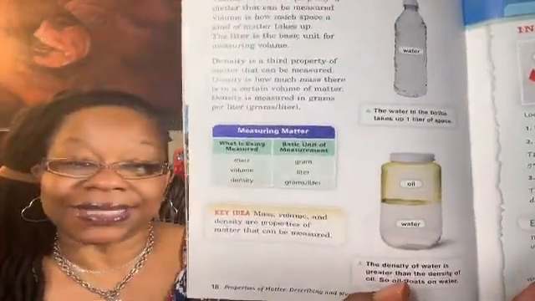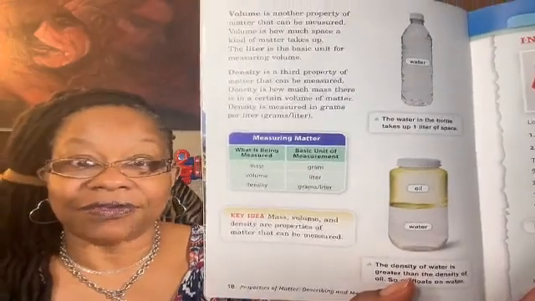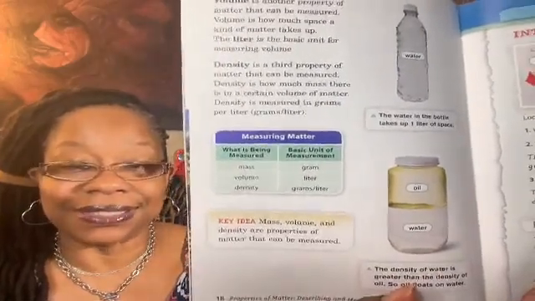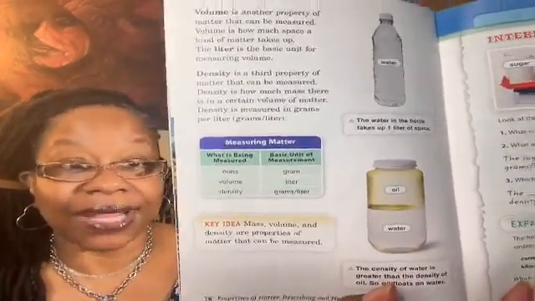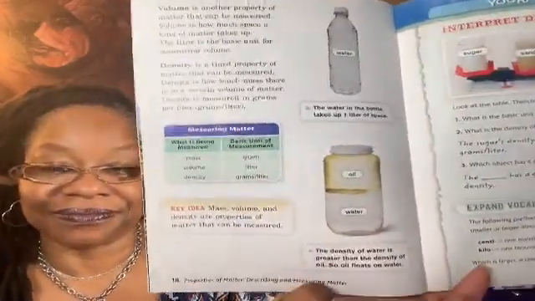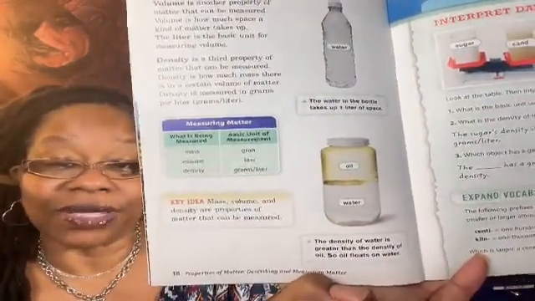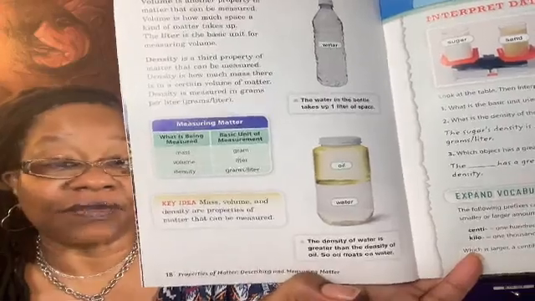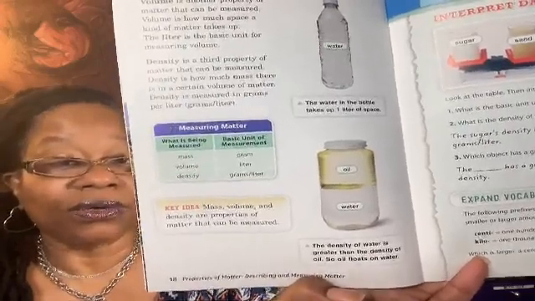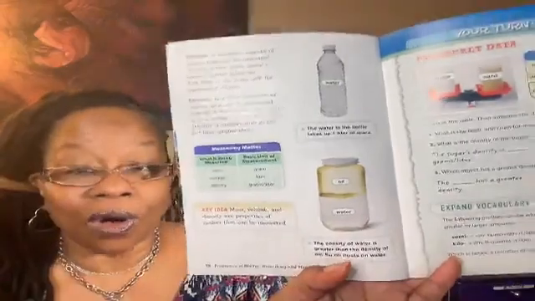Key idea: mass, volume, and density are properties of matter that can be measured. The density of water is greater than the density of oil. So oil floats on water. How cool is that?